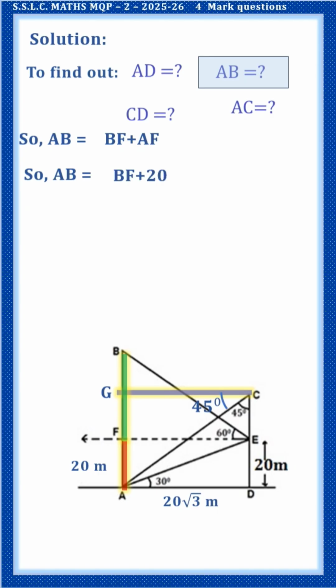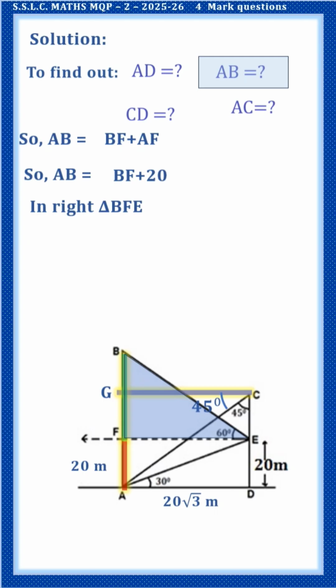Here BF belongs to the right angle triangle. Which right angle triangle? Observe, BFE. Here one of the sides, FE, is known, because FE and AD are opposite sides of the rectangle. Here we have to find BF.